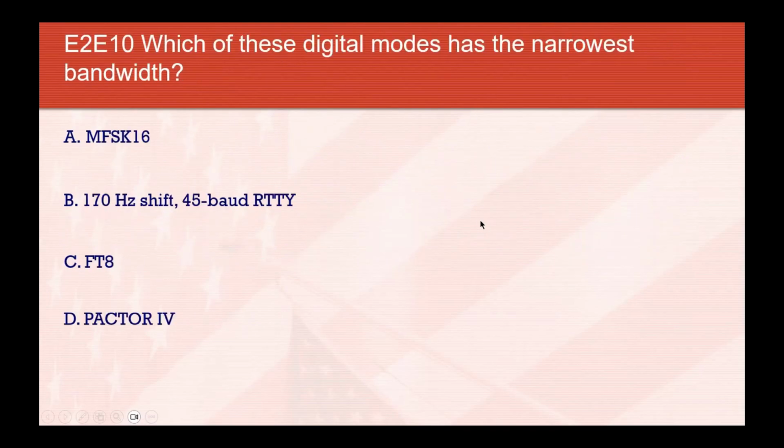Which of the digital modes has the narrowest bandwidth? Our good friend FT8, 50 hertz, remember?